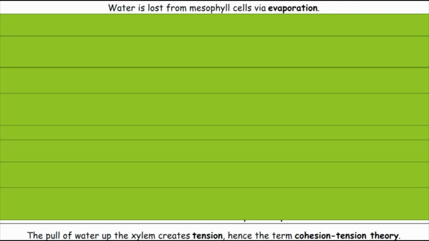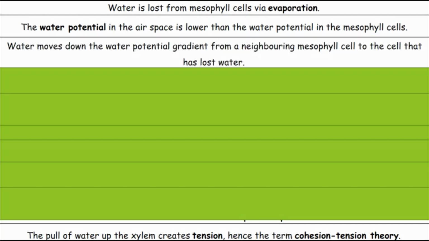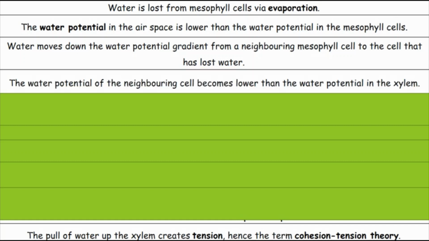Let's look through our answers. So we're going to start with the water being lost from mesophyll cells via evaporation. We're going to end with the pull of water up the xylem creating a tension, so we have the term cohesion tension theory. So after we lose water by evaporation in the leaves, the water potential in the airspace becomes lower than the water potential in mesophyll cells. This means that water is going to be moving down a water potential gradient from the neighbouring, the next door mesophyll cell to the cell that's lost water.